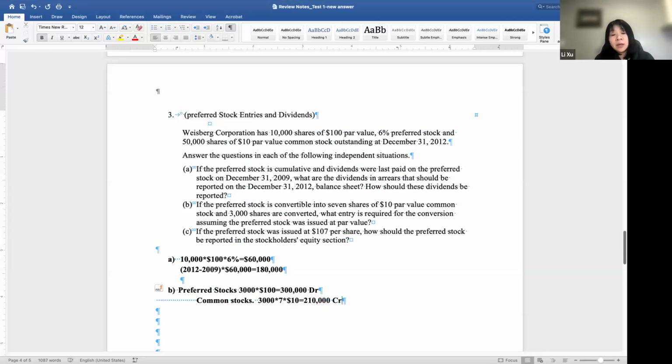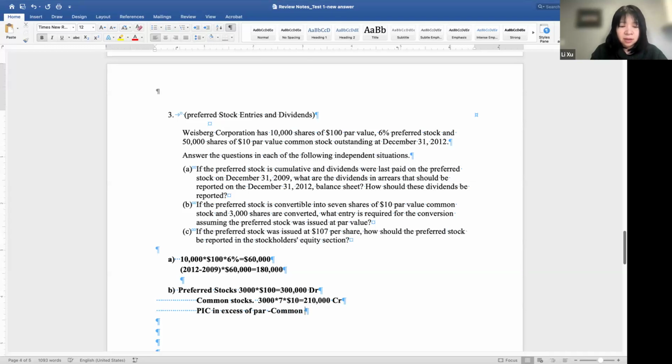So how do I know it should be 210,000? Just remember, if you have a par value, whether preferred stock or common stock, it should always be recorded at par value. Anything beyond the par value should be captured by the paid-in capital account. If you don't have a par value, then you can just use the common stock account directly and do not use the paid-in capital in excess of par account.